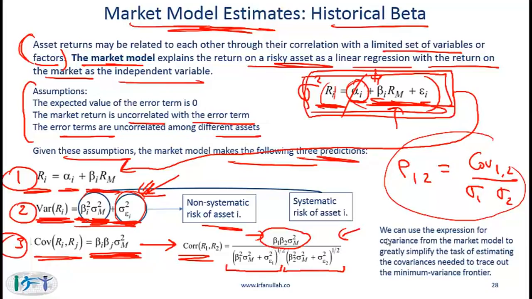But before I go there, just one point. We can use the expression for covariance from the market model to greatly simplify the task of estimating the covariances needed to trace out the minimum variance frontier. So this goes back to the point I made when I started discussing this slide, which is if you think about historical estimates, there you need to make a lot of estimates. But if you make this simplifying assumption that the market return drives other asset returns, then the number of estimates you need is so much lower and your calculation becomes so much easier.